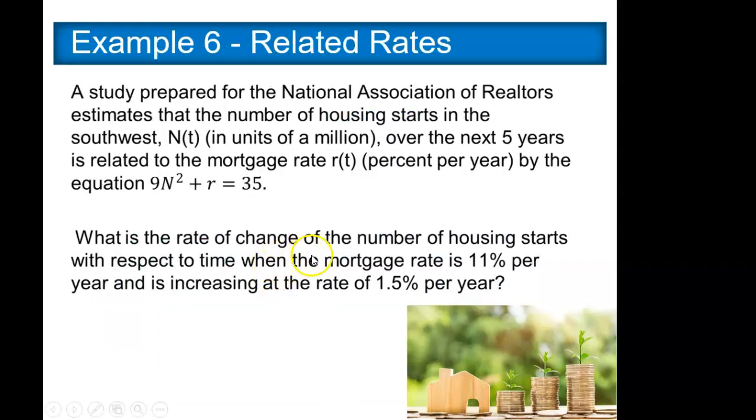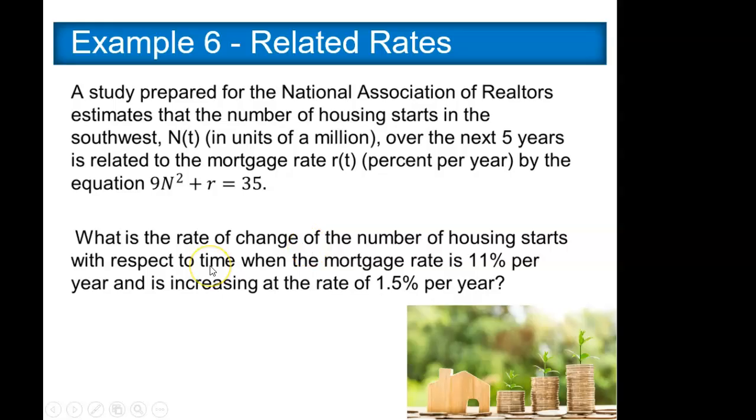So on this one, we've got a study prepared for the National Association of Realtors that estimates that the number of housing starts in the Southwest, defined as N(t), where the units are in millions, over the next 5 years is related to the mortgage rate R, where R is a percent per year, by this equation. Okay, so basically we've got R and N defined implicitly in this problem. It says, what is the rate of change of the number of housing starts?